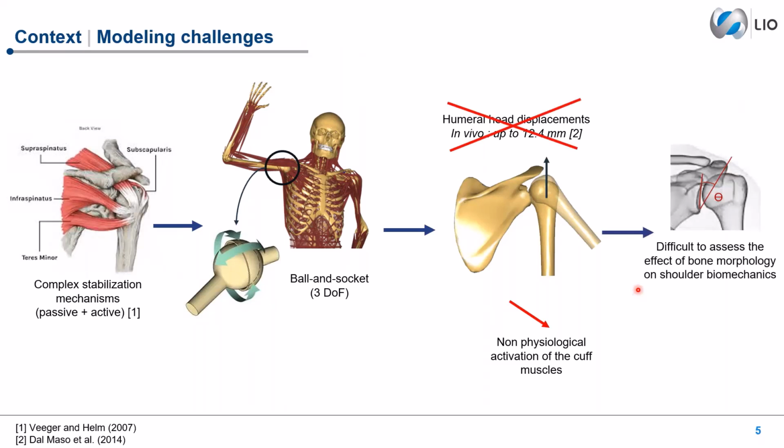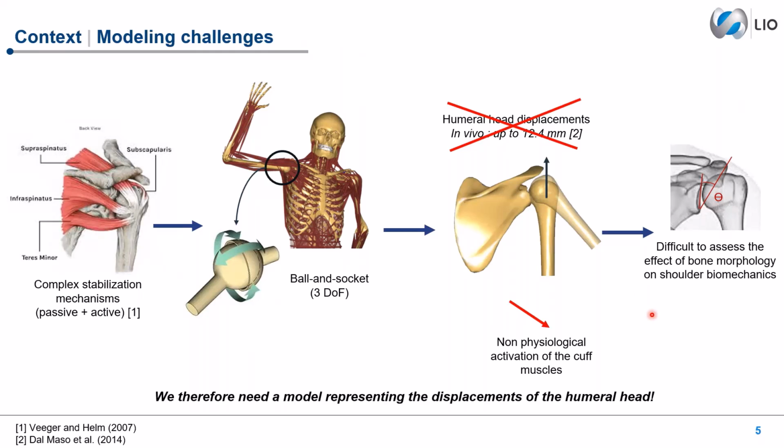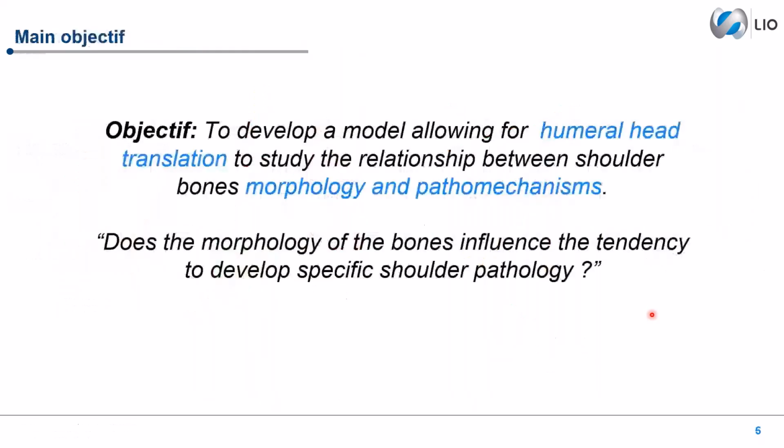So to study the effect of morphological variation on the shoulder, such as the CSA, and in particular on the muscle forces, it's really limited with the ball and socket model. So we need to have a model that represents the humeral head displacement. So the main objective of my work was to develop a model that allowed for humeral head translation in order to study the relationship between shoulder bone morphology and the pathomechanism. And so the main research question was, does the morphology of the bone influence the tendency to develop a specific shoulder pathology?